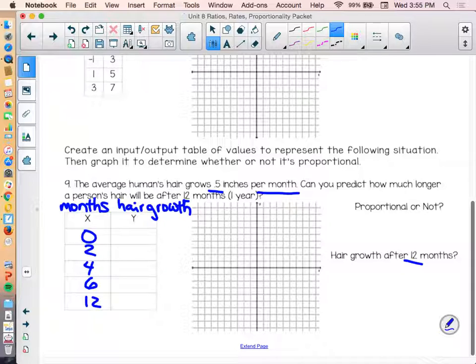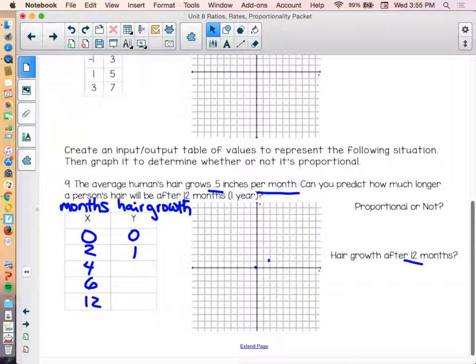So think about it. If it goes 0.5 per month, that means that at 0 months it's going to be 0 growth. But at 2 months it would be 1 because I did half times 2. And don't forget when you draw your graph, you need to make sure, oops, I did that wrong. Make sure that you do x, y, and then make sure that you answer if it's proportional or not.